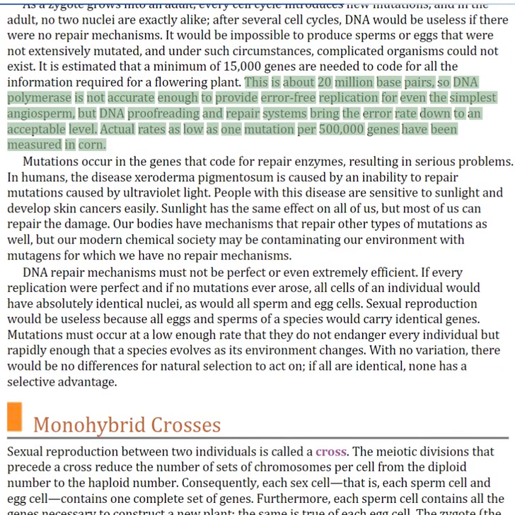This is about 20 million base pairs, so DNA polymerase is not accurate enough to provide error-free replication for even the simplest angiosperm, but DNA proofreading and repair systems bring the error rate down to an acceptable level. Actual rates as low as 1 mutation per 500,000 genes have been measured in corn.